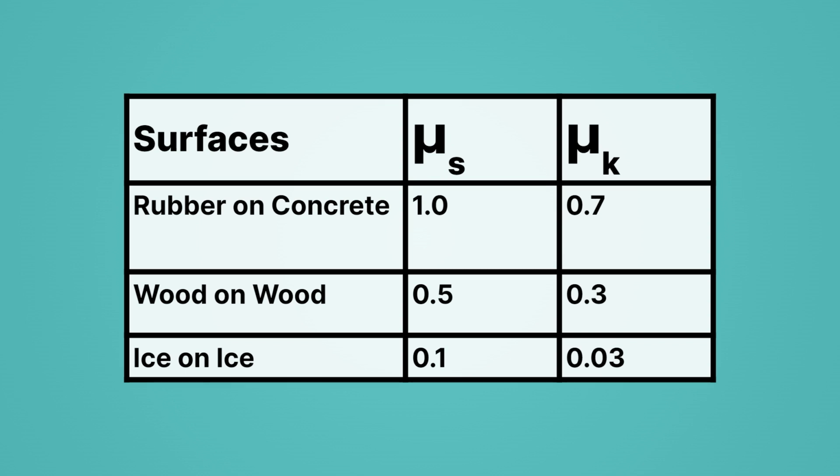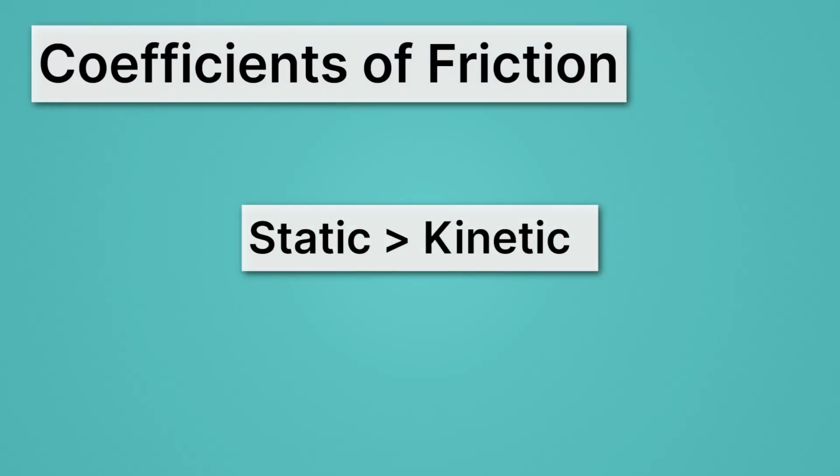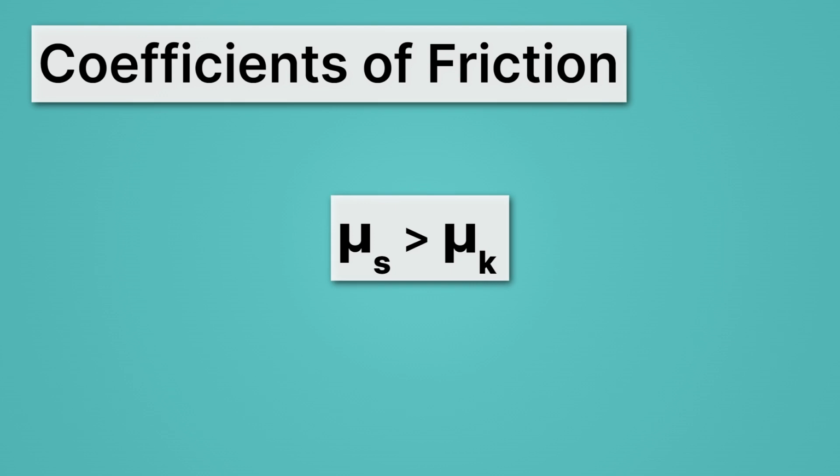And this is just generally true. The coefficient of friction for static is greater than for kinetic. And we can write this like this. Mu s is greater than mu k. All right, let's go ahead and practice calculating kinetic friction.